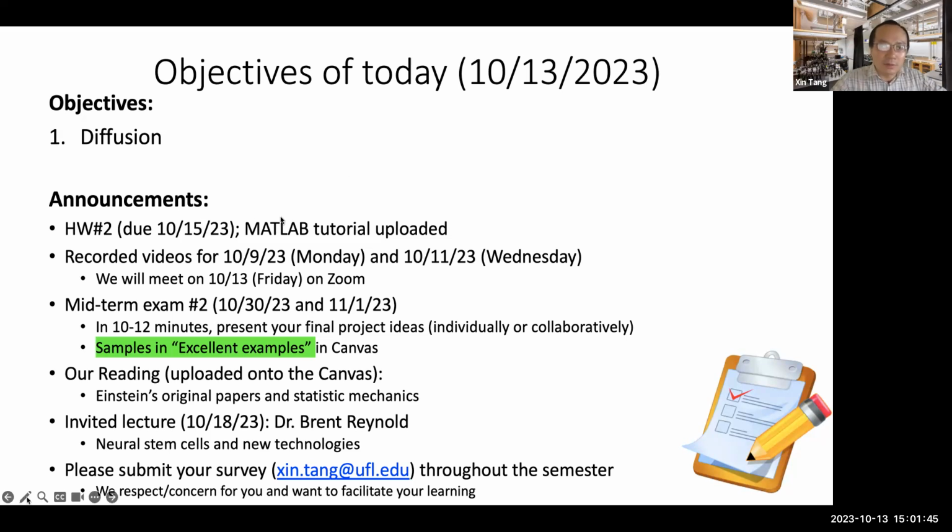Okay, so in today's class, we will continue to talk about diffusion, and we will give more examples of diffusion. Now, in terms of the logistics, I only have one thing I want to update to you. Actually, it's more elaboration of the updates. That is about the midterm exam and actually the final exam.